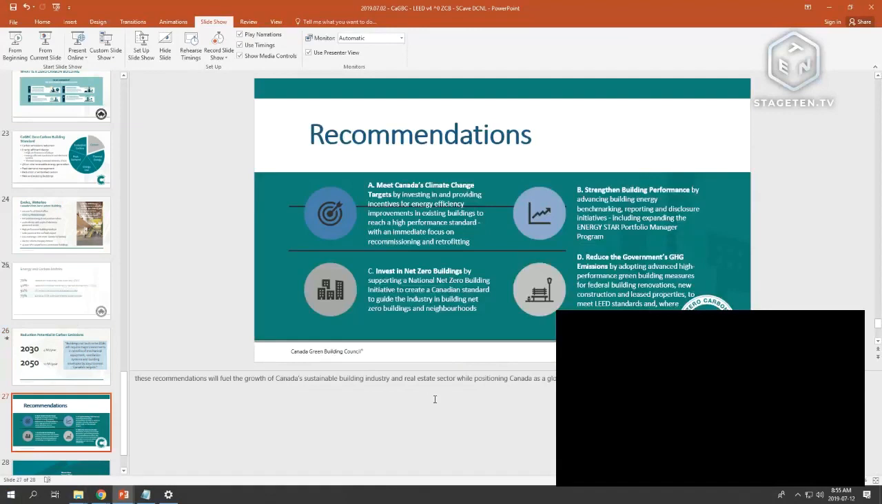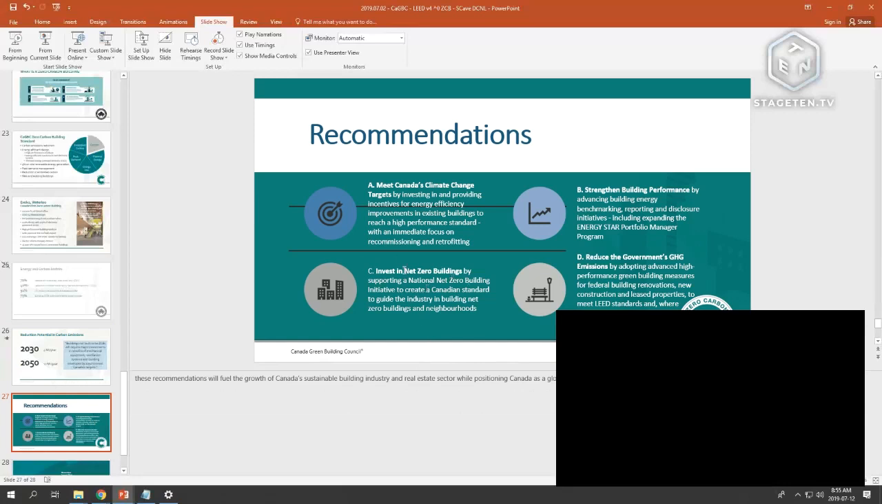And so, to tie this up and conclude, these are some recommendations going forward and how we get there. Meet Canada's climate change targets. Invest in providing incentives for energy efficiency, which I think is very important. These retrofits and commissioning cost money, and having incentives there would definitely help out.